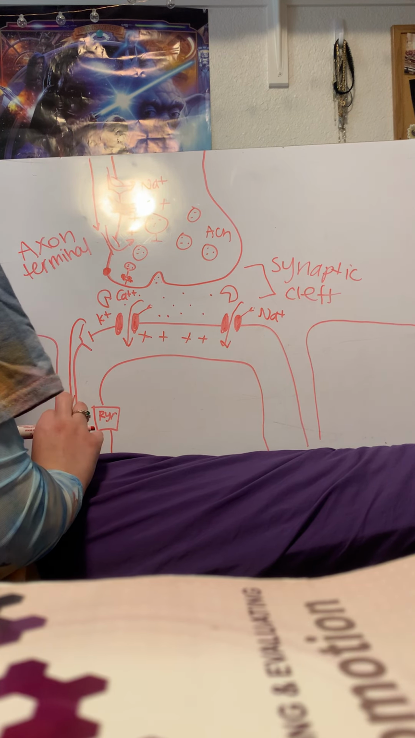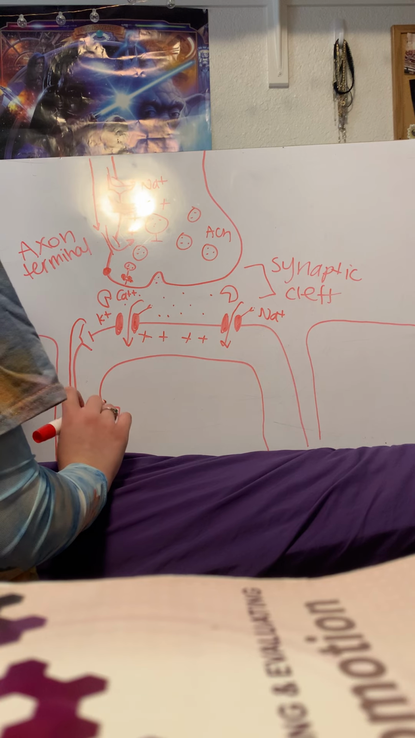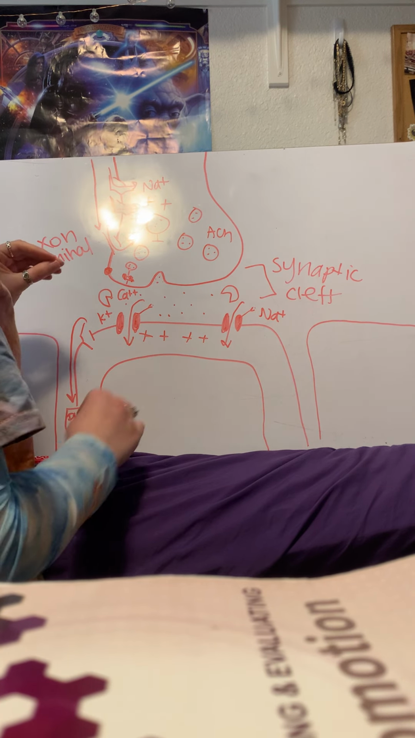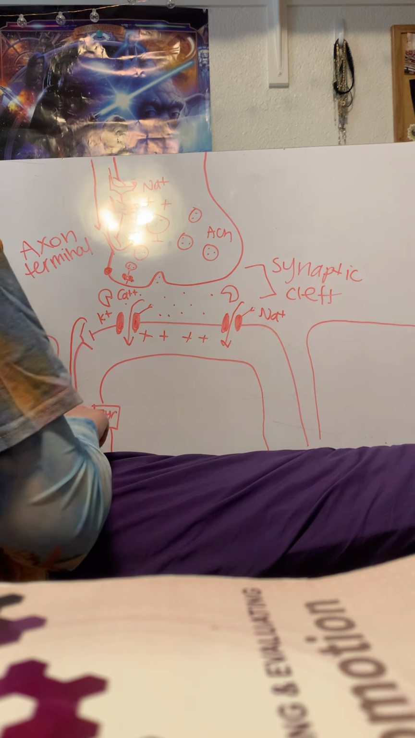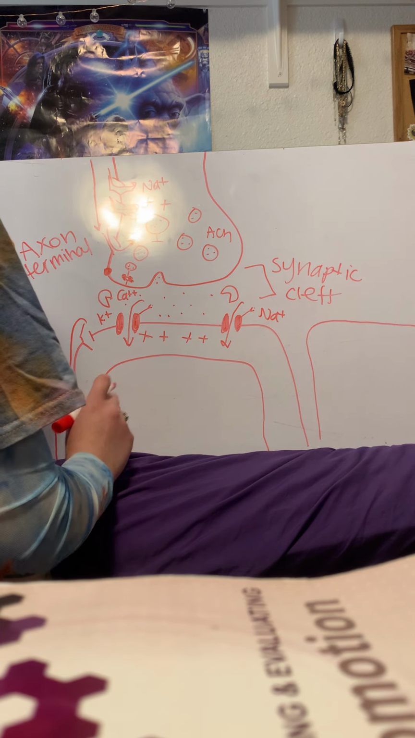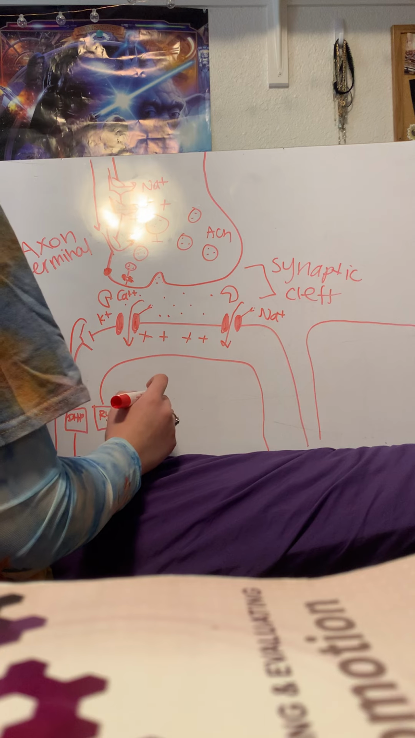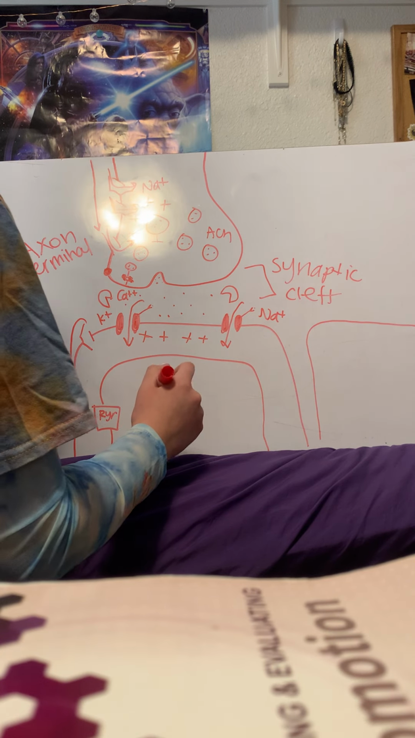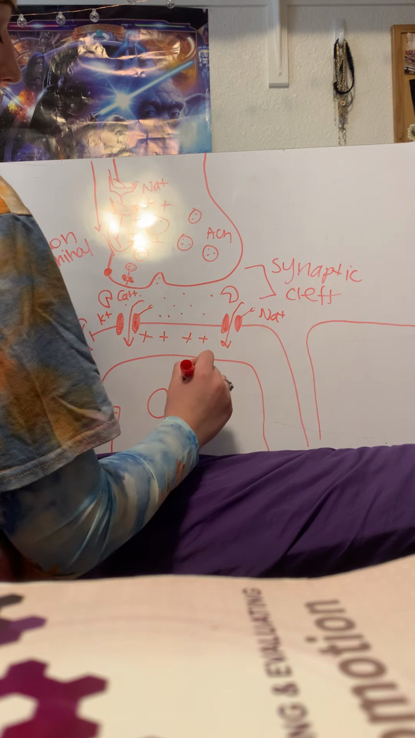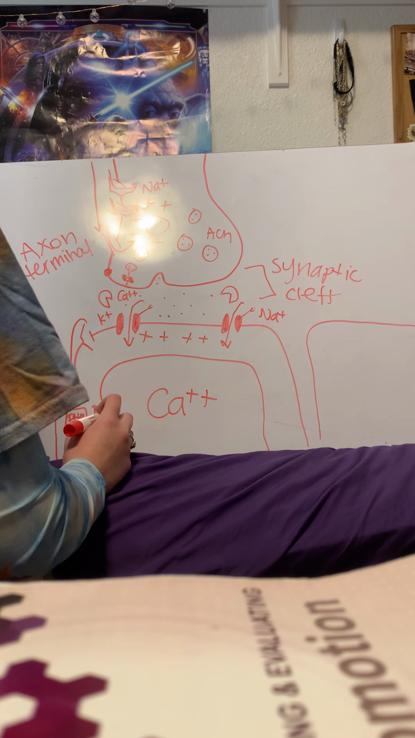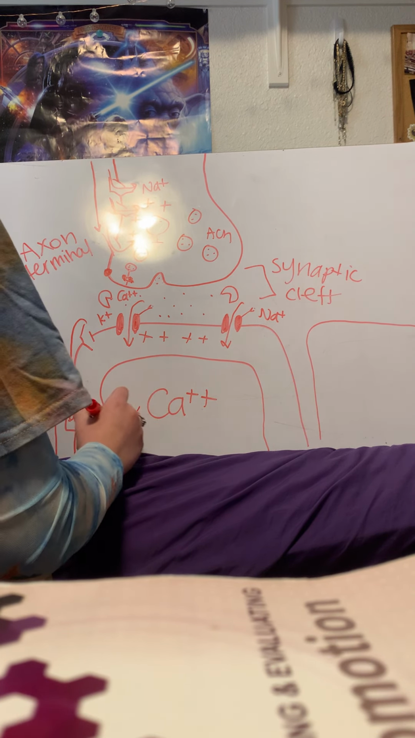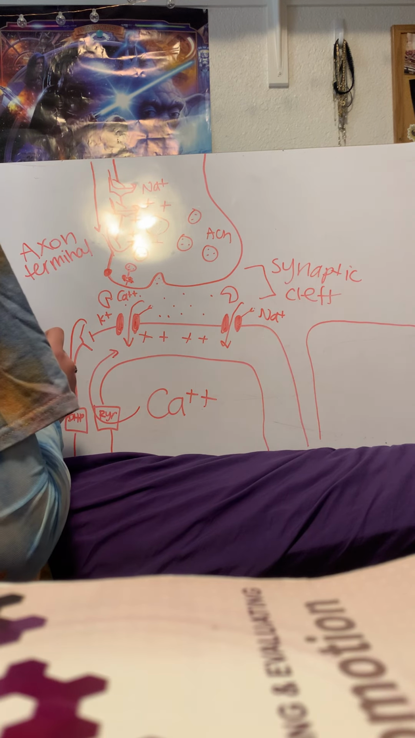And DHP is mechanically gated to ryanodine. So if this is DHP and this is ryanodine, whenever DHP opens, ryanodine opens as well. And ryanodine is the gate to the sarcoplasmic reticulum, and the sarcoplasmic reticulum is filled with calcium. And so when ryanodine opens, calcium will start to flood into the sarcoplasm.